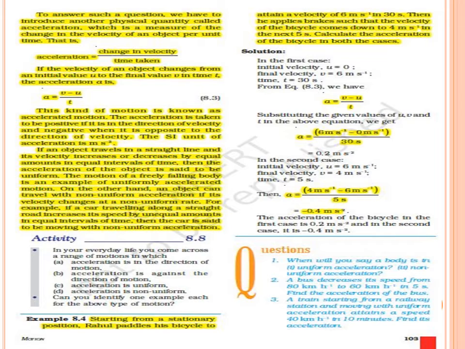V is the final velocity and u is the initial velocity, and the total time taken by the object is t seconds, or t minutes, or it may be t hours. Since acceleration is change in velocity by time taken, and velocity is a vector quantity, acceleration will also be a vector quantity, and the SI unit of acceleration is meter per second square.